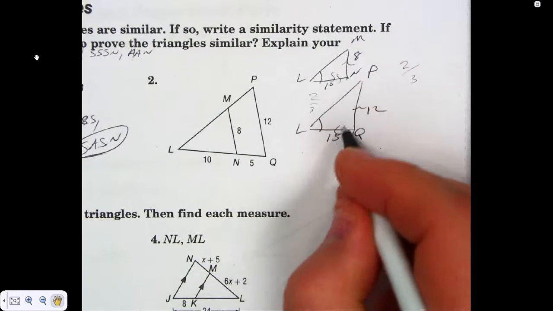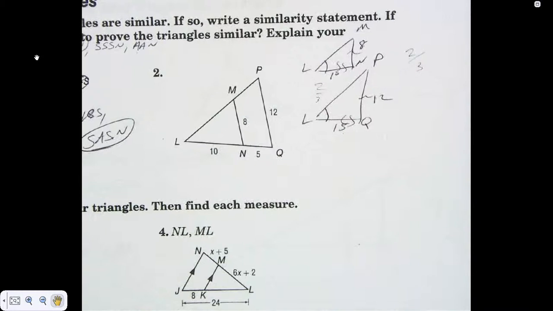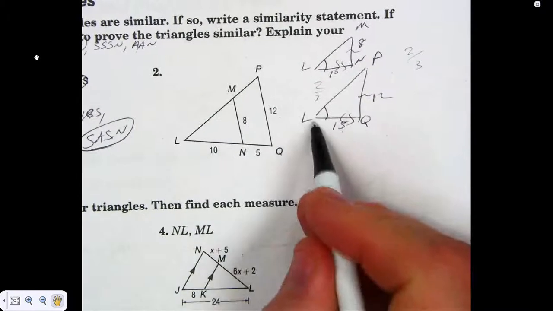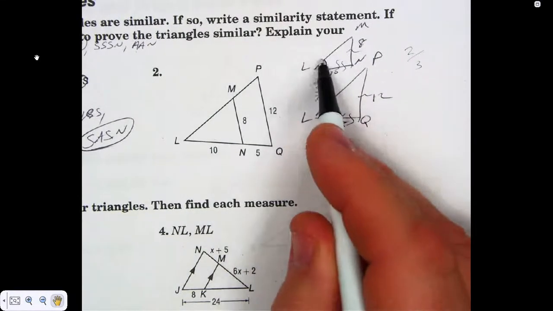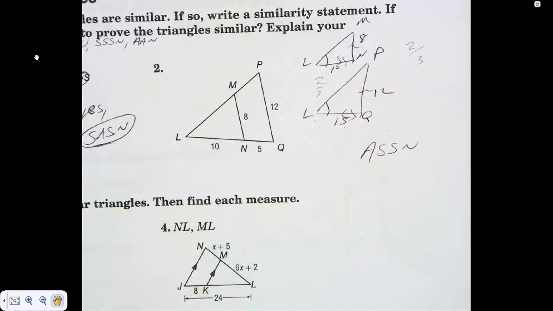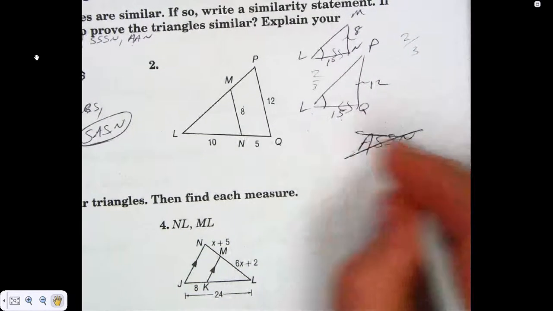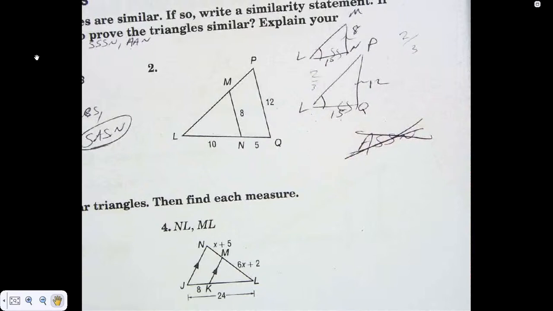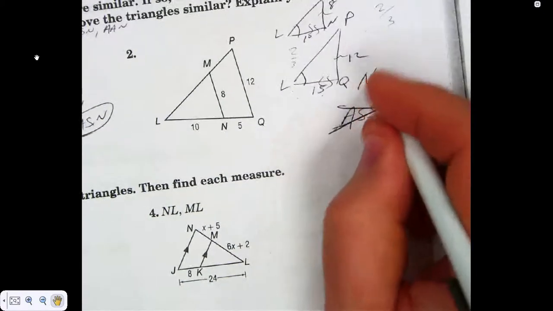We're good there. What's the problem? Is angle L the included angle? So we have angle side-side similarity. That doesn't work, does it? Okay, so the answer here? No.